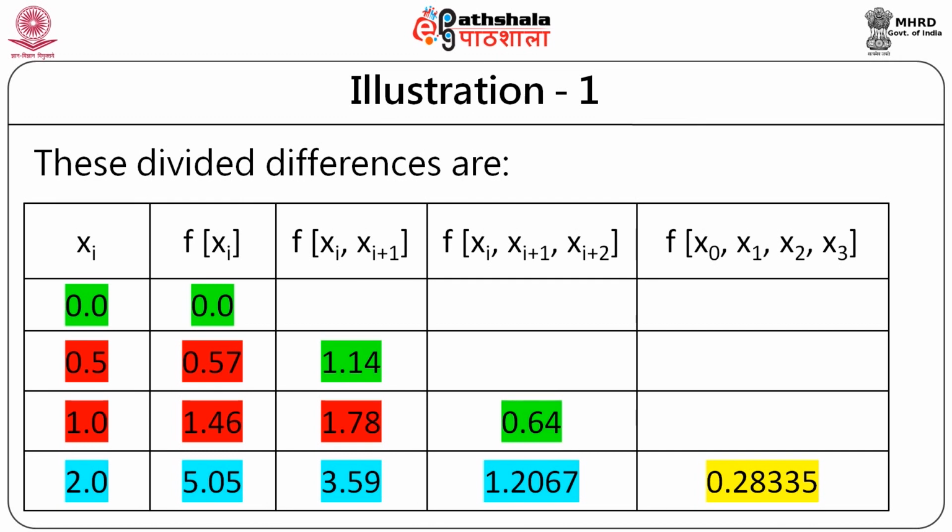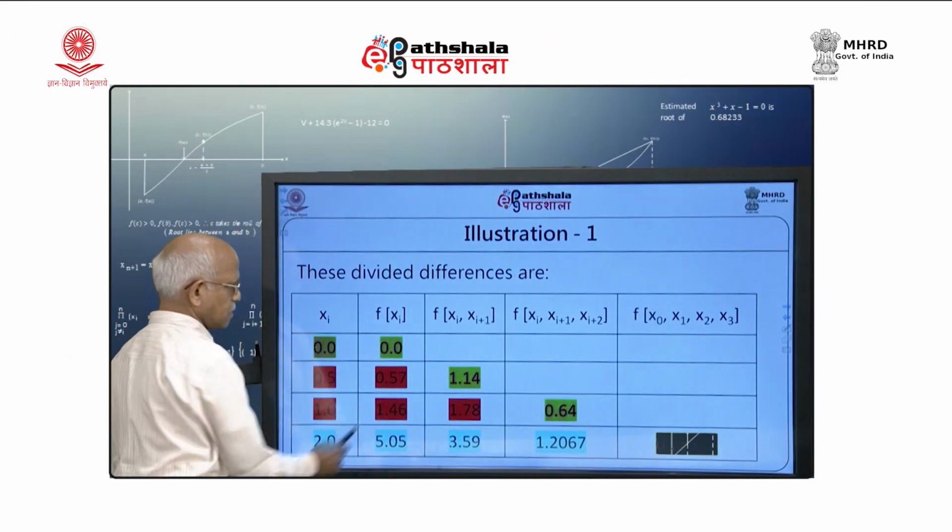That will be given by 0.57 minus 0 divided by 0.5, which is multiplied by 2. So, if you multiply 0.57 by 2, I will get 1.14 as my first divided difference over these nodes. Then, for the next first divided difference, I get 1.46 minus 0.57 divided by 1 minus 0.5, again 0.5, so again multiplying by 2. Multiplying the difference by 2, I will get 1.78, and similarly for this: this minus this divided by this minus this, I will get this.